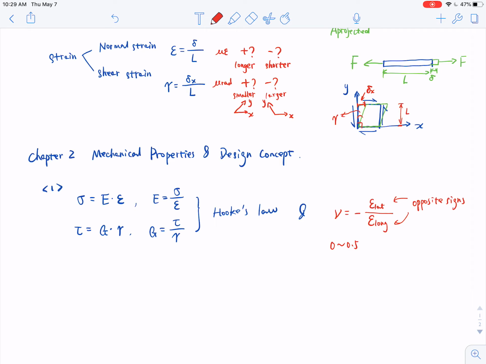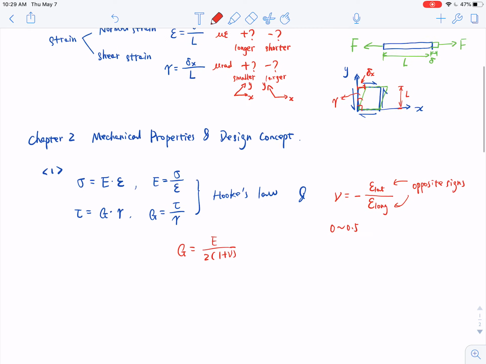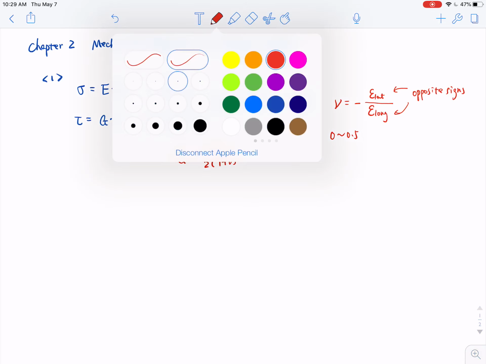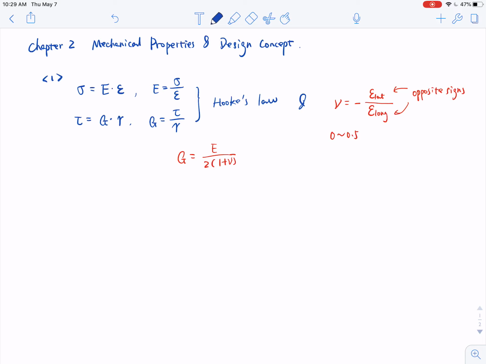Another equation is also important. The equation is used to correlate these three constants. This is G equals E over 2 times 1 plus nu. So this is an important equation to correlate the three mechanical constants. In the second part of chapter 2, we talked about thermal expansion.